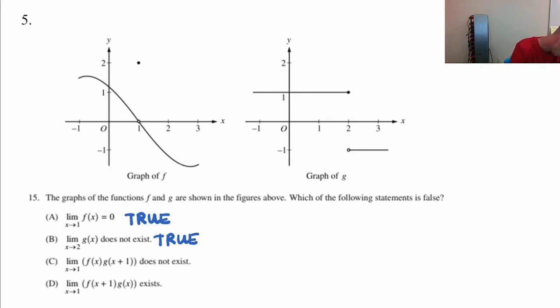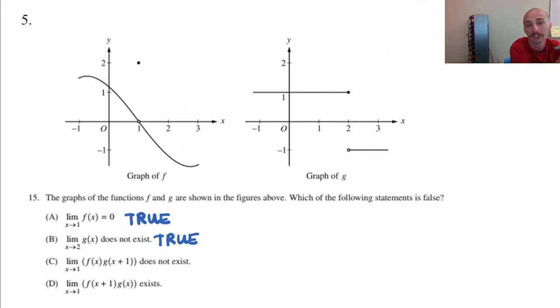Okay. The limit of the product of f of x multiplied by g of x plus 1 as x approaches 1 doesn't exist. Not sure about that one. That's going to be the one that ends up being right. And then the other one, the limit as x approaches 1 of f of x plus 1.